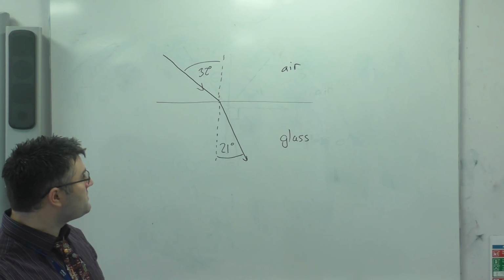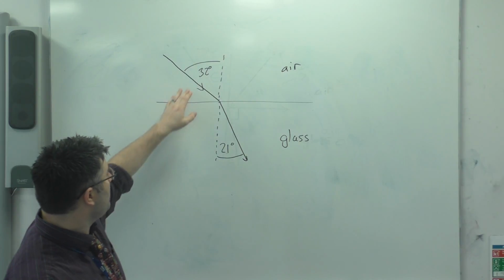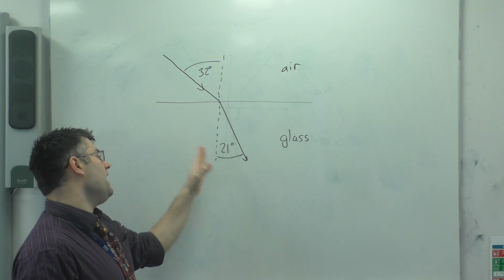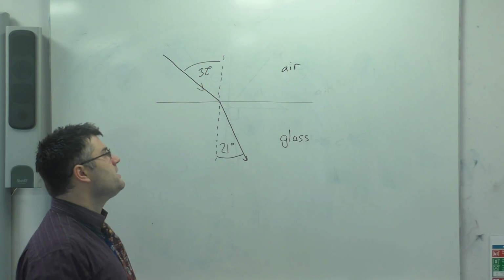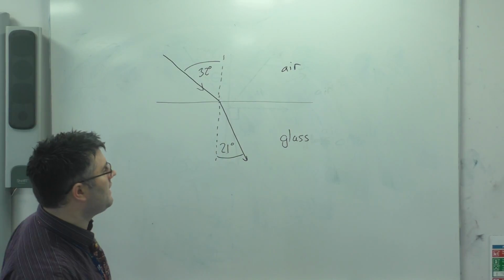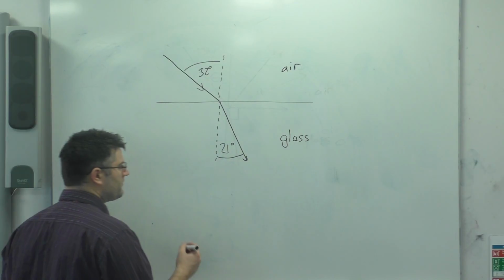So what we've got here is a situation where we know what the angle of incidence of the light ray in the air is to the normal, and we know what the angle of refraction is. So we want to determine what the refractive index of the glass is. So what is the refractive index of the glass?